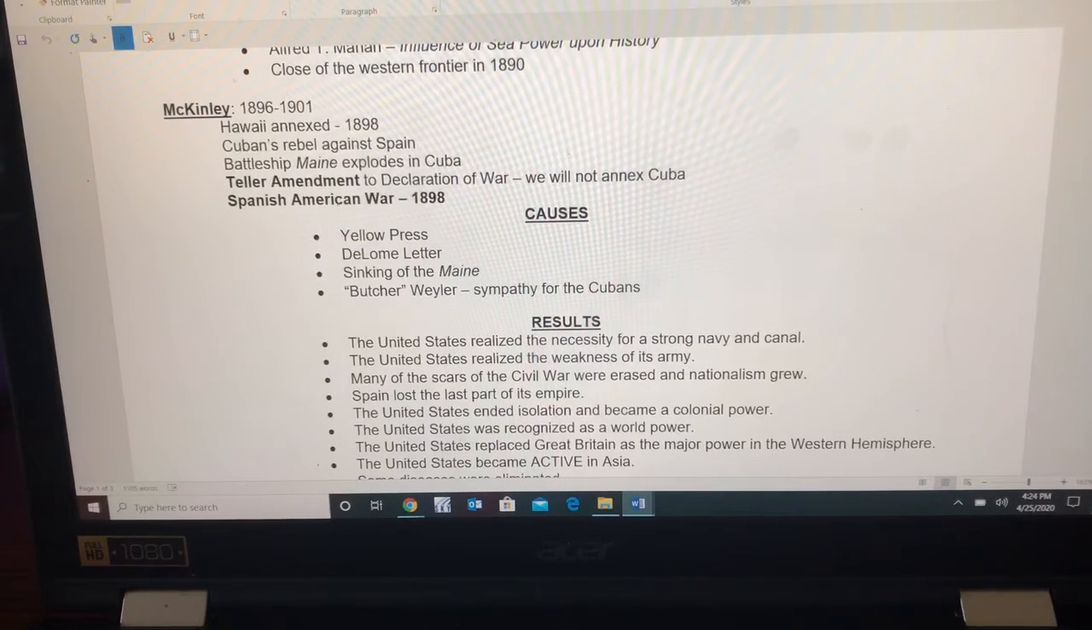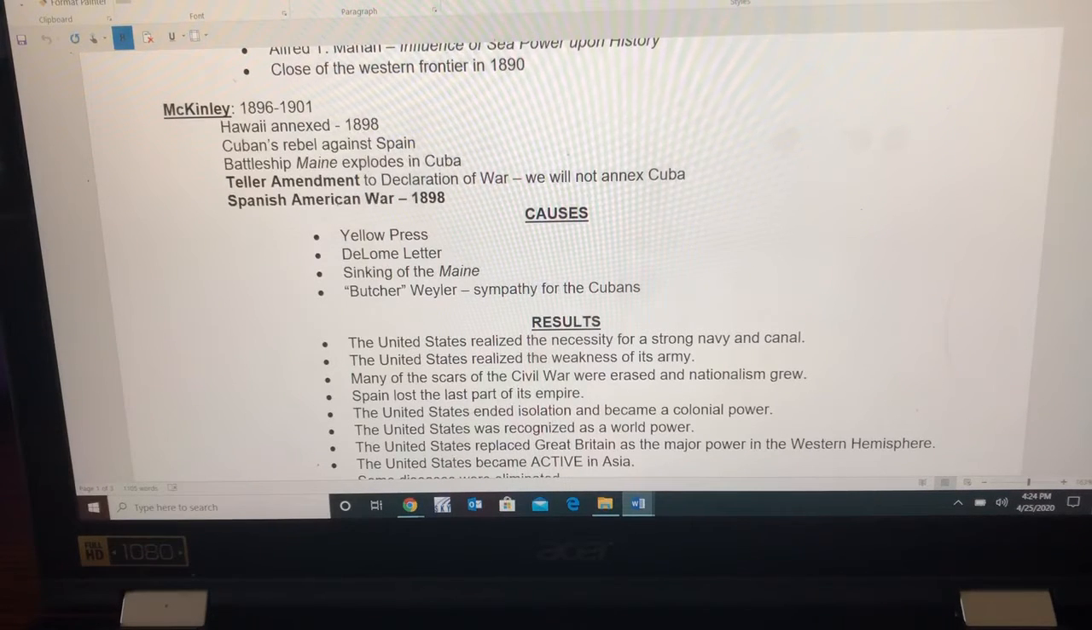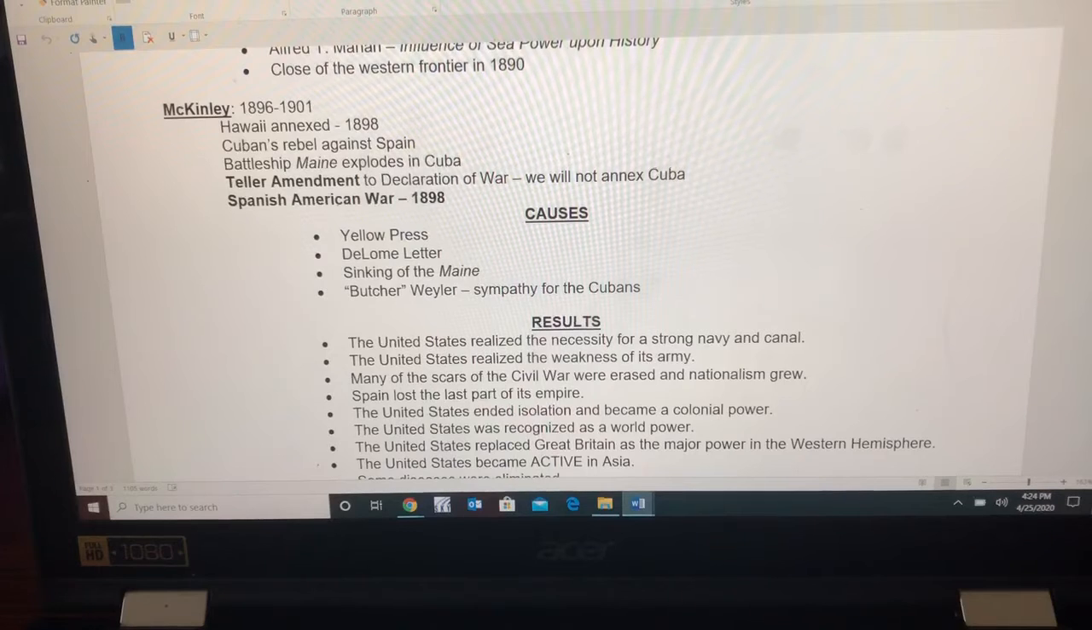We see that the U.S. will send the Maine out there just to see what's going on, and then it explodes, and the yellow press gets a hold of this, blaming it on Spain. But we know from what we've read that it was actually an internal combustion in the magazine rack in the ship.